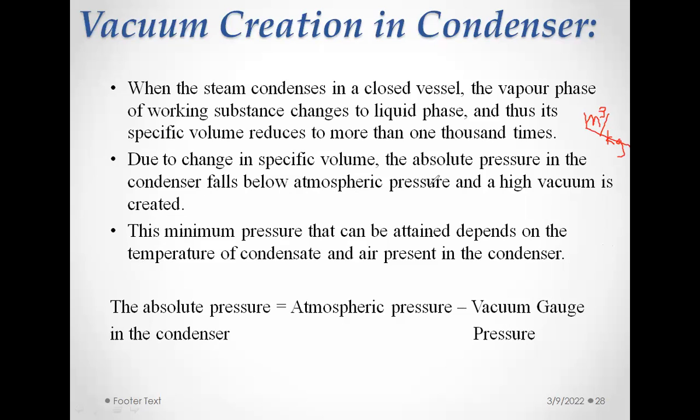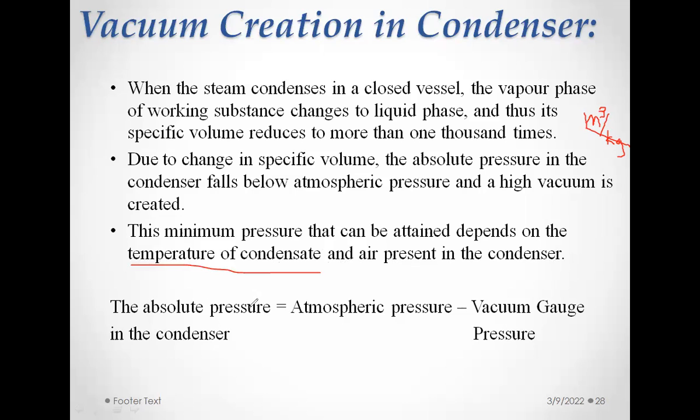Now, due to change in specific volume, the absolute pressure in the condenser falls below atmospheric pressure, and a high vacuum is created in the condenser. This minimum pressure that can be obtained depends on the temperature of condensate and air present in the condenser. How much below pressure we can achieve? It depends on temperature of condenser.